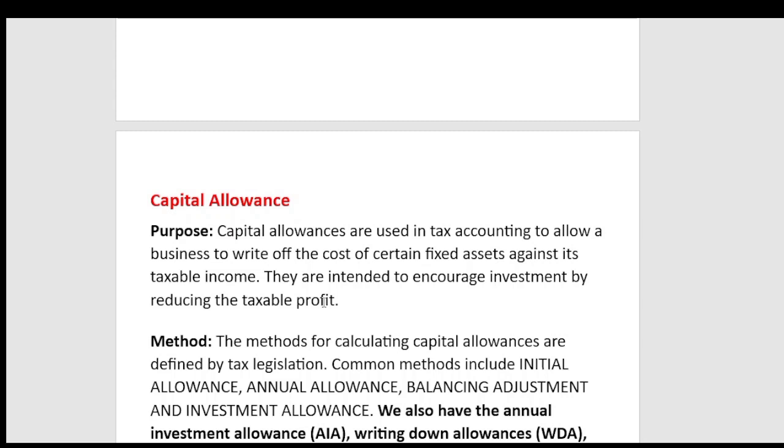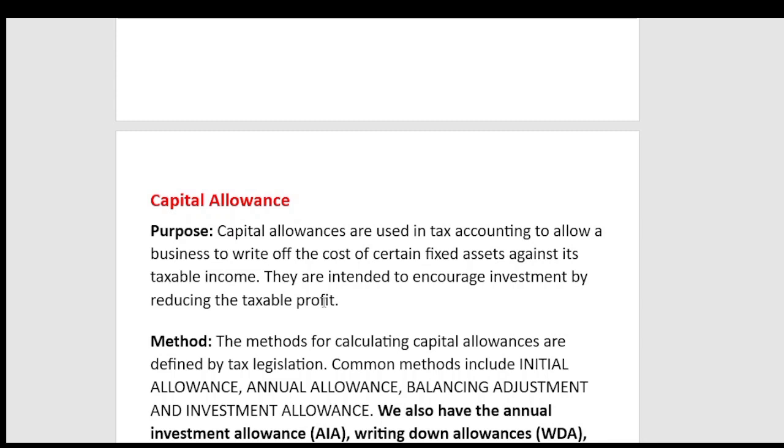For example, at the end of the year, you file your tax returns and your tax liability is 100. Your capital allowance, for example, is 50. That capital allowance will reduce your tax liability to 50, because initially your tax liability is 100 that you are going to pay. But with the help of capital allowance, which is 50, your tax liability is reduced to 50. You will now pay less tax. That is the essence, the purpose of capital allowance.